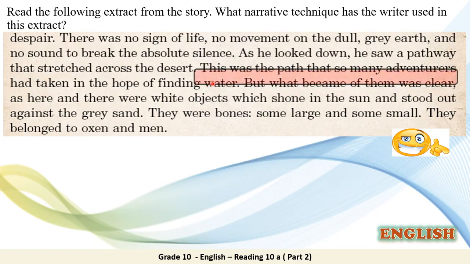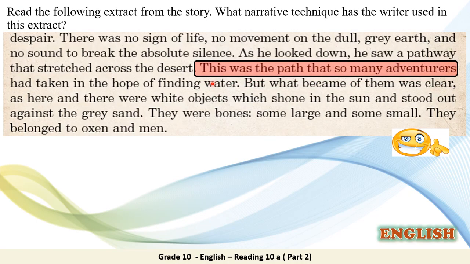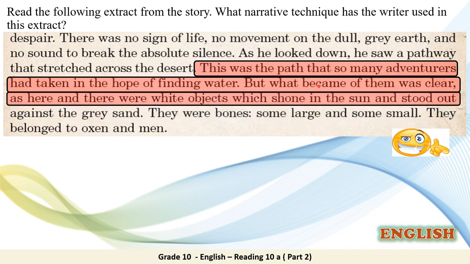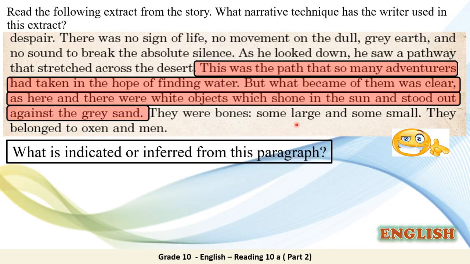Let's start from here. This was the path that so many adventurers had taken in the hope of finding water. But what became of them was clear, as here and there were white objects which shone in the sun and stood out against the grey sand. So let me ask here a question. What is indicated or inferred from this paragraph? Does it give you a hint of what will happen to the traveler and the child?